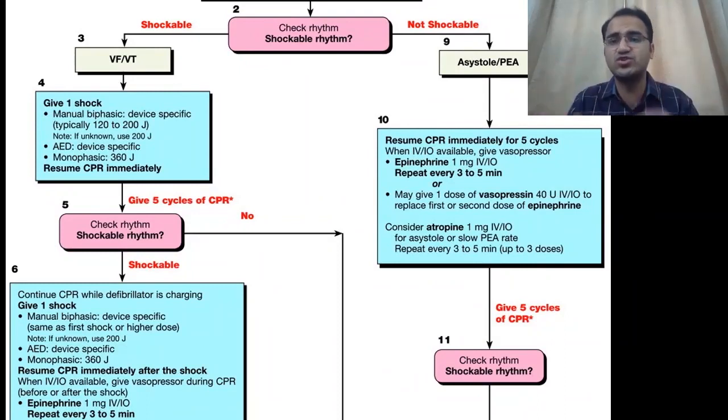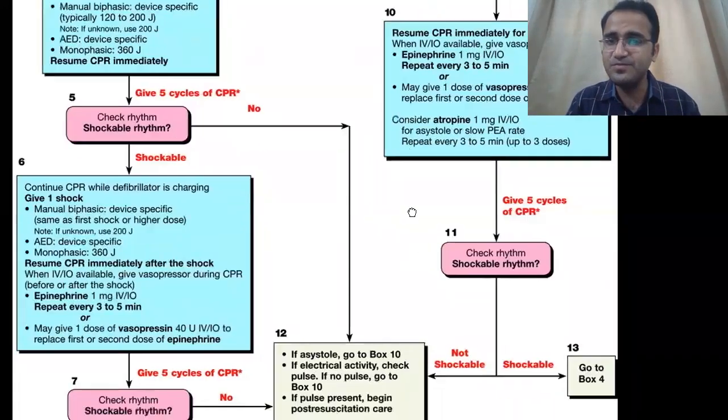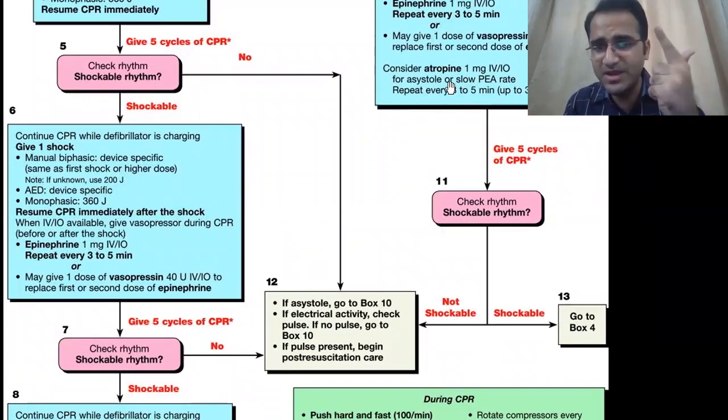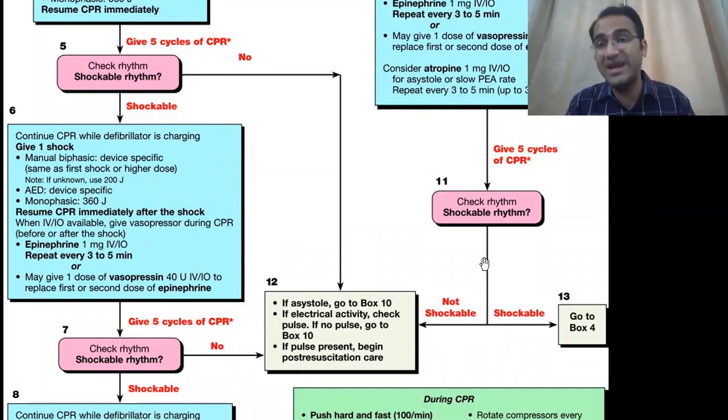The only interruption should be when you are shocking the patient, the hands should be off. Only then it should be interrupted. Otherwise, continue CPR, because CPR is going to save the patient's life. In non-shockable rhythm, you do not give any shocks, you only give CPR, and you give epinephrine, and you continue CPR, and you check the rhythm again and again.